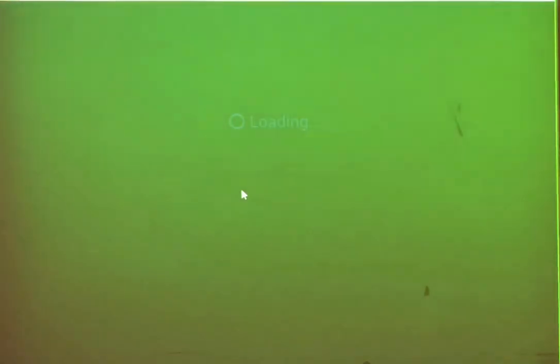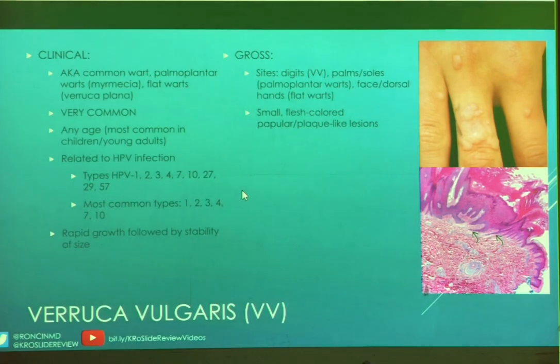or VV, also known as the common wart, palmoplantar warts, flat warts, or verruca plana. Very, very common, and they can occur at any age. They're often related to HPV infection, but not the HPV that we associate with cervical cancer. Your most common types are less than 10, so 1, 2, 3, 4, 7, and 10.